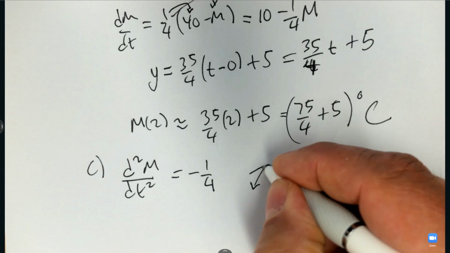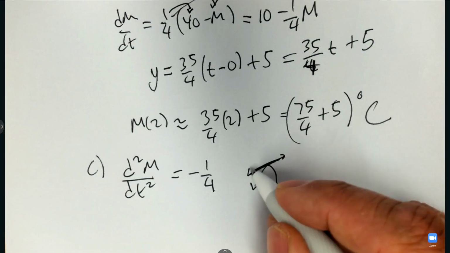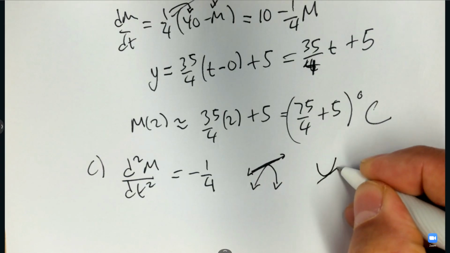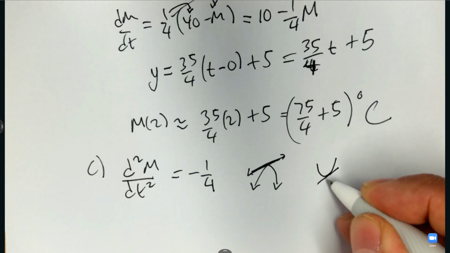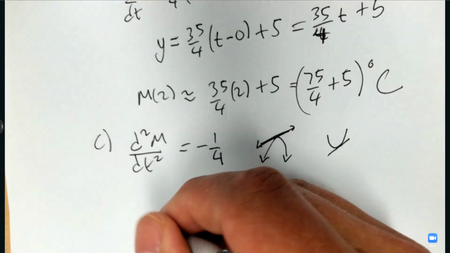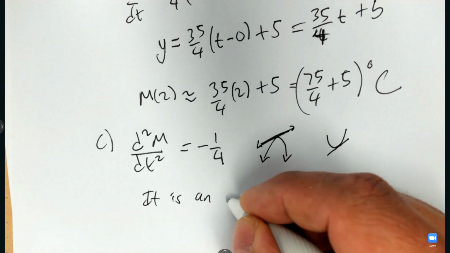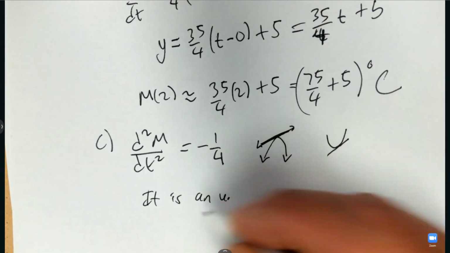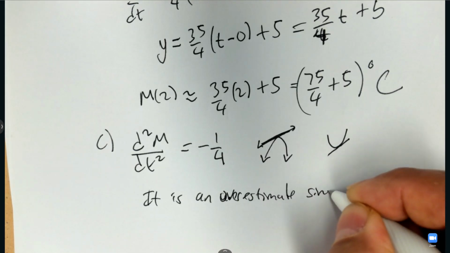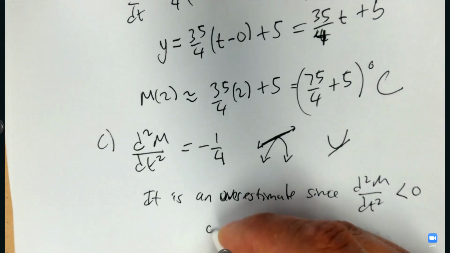So if I have a tangent line touching something that is concave down, I want you to notice this tangent line is above the curve. If it was concave up with a tangent line, notice how it's under. It would be an underestimate. But this is an overestimate. So we're going to write that down. It is an overestimate since the second derivative is less than 0, or concave down.